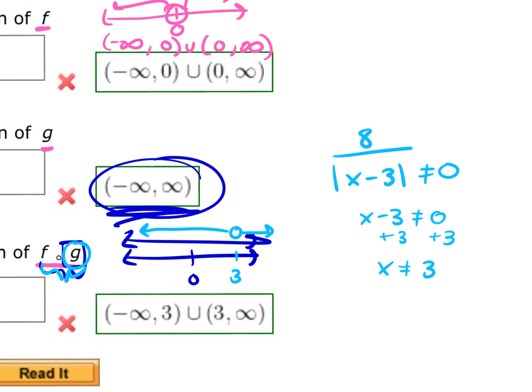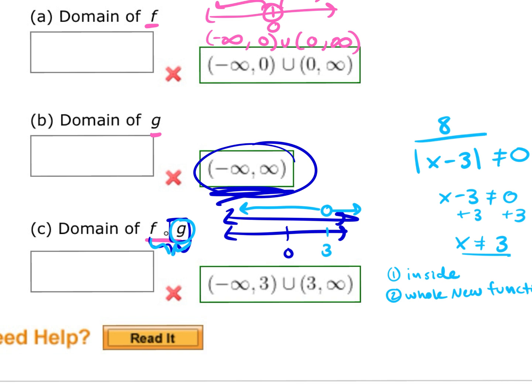So our domain of f of g has to involve two things: the inside, which was the domain of g, and the domain of the whole new function, which is x cannot equal 3. So when we write that in interval notation, it's from negative infinity to 3, because it's every number except 3, with a union 3 to infinity. Because what overlaps is everything except 3.